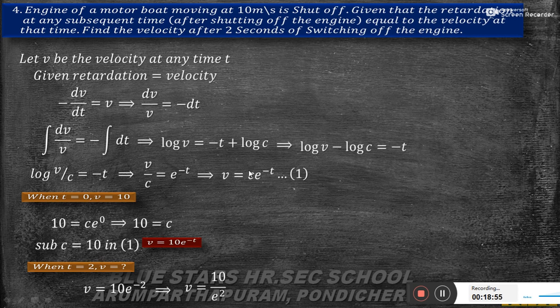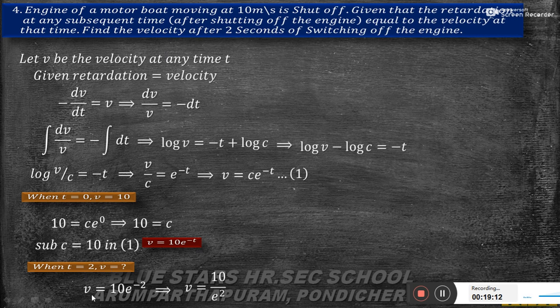I substitute here, in equation number 1: v equal to 10 e power minus t. This is the velocity equation. Next, you read the question. They ask about the velocity after 2 seconds. So when t equal to 2, what's the velocity?